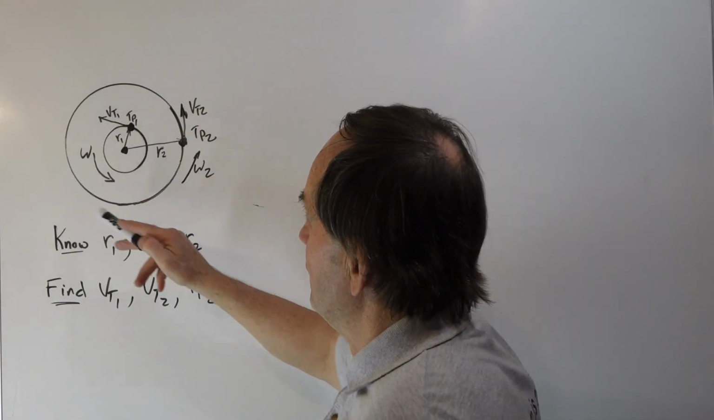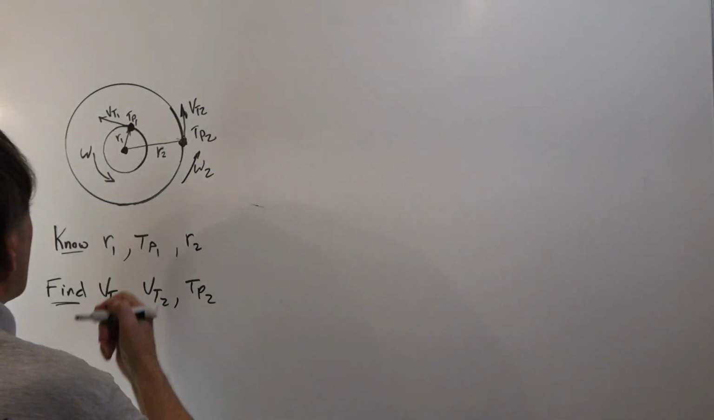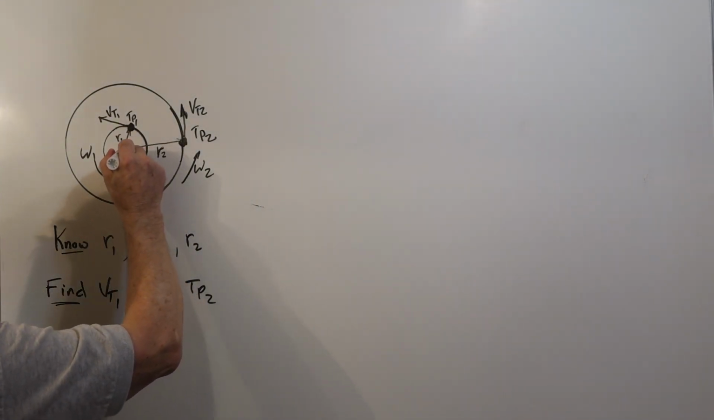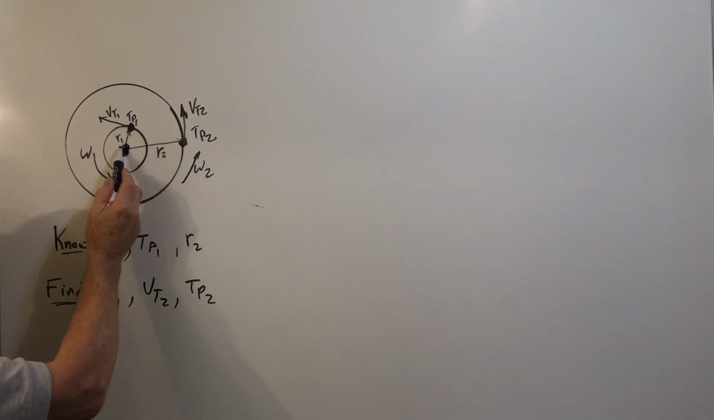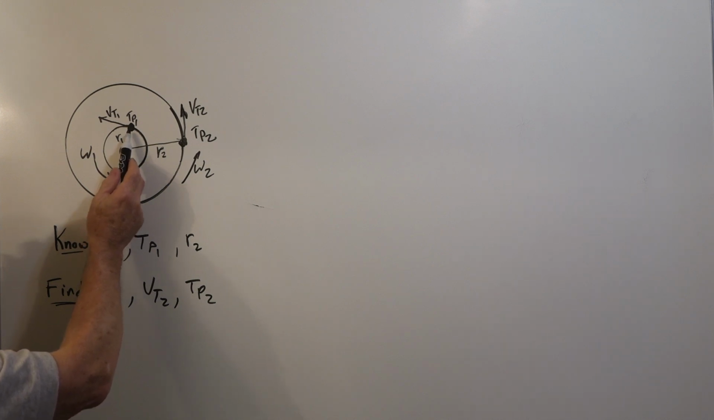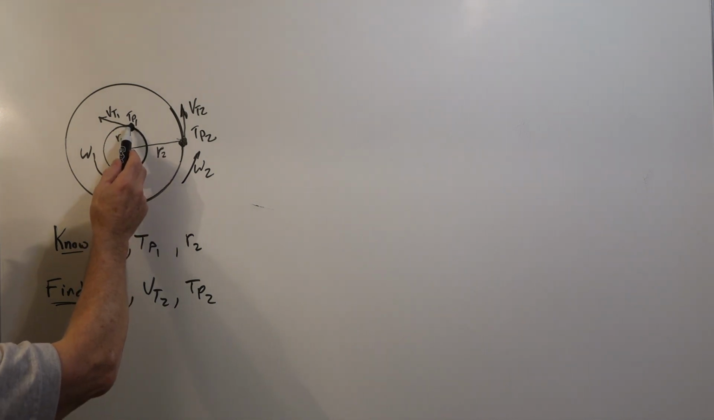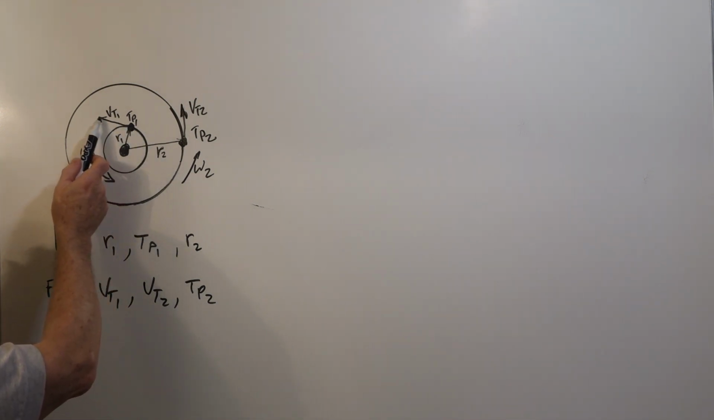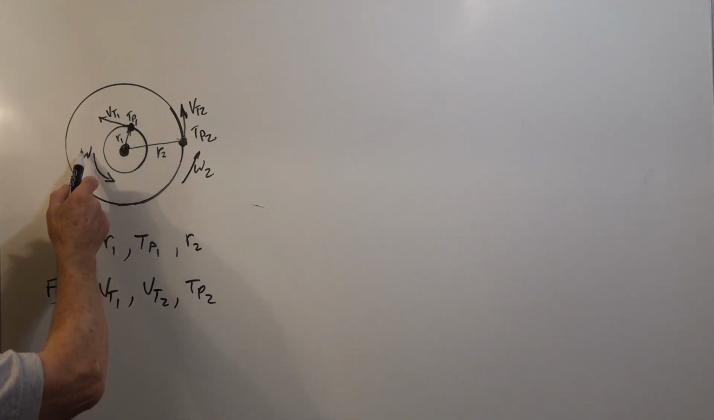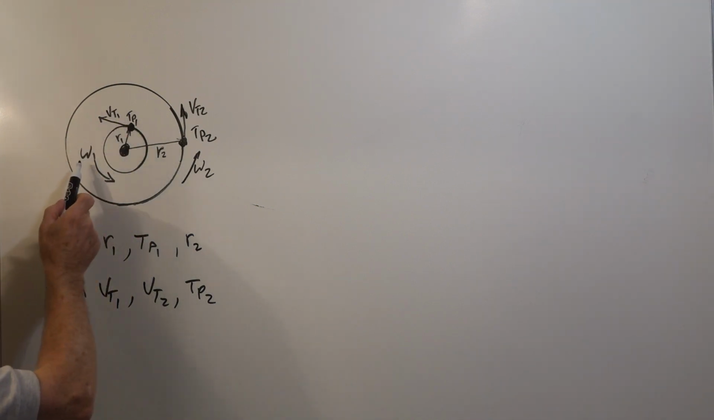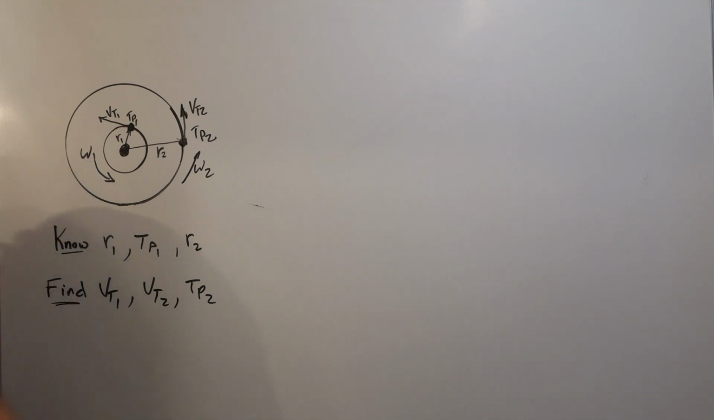What we have here are two orbits. In the center, we have the Earth, and we have the moon orbiting about the Earth. The initial orbit has an orbital radius of r1. It has a period of tp1, and the orbital velocity, which is the linear tangential velocity, is vt1. And the moon is orbiting about the Earth with angular velocity omega 1.